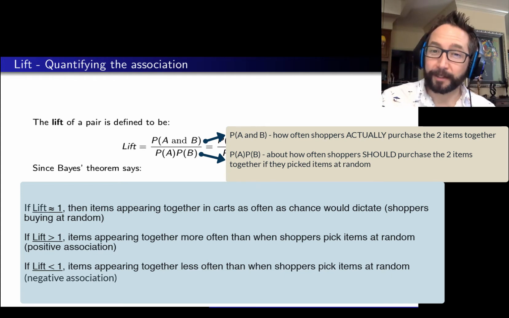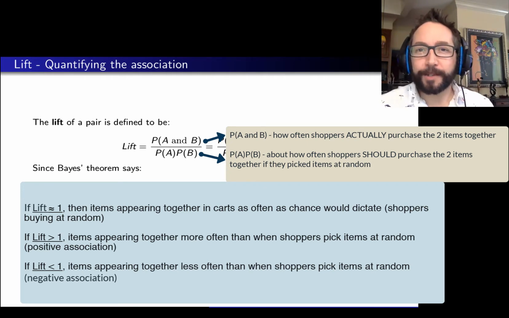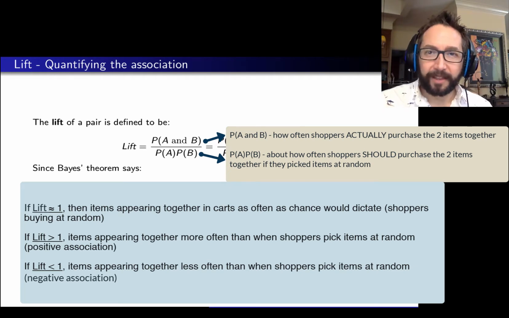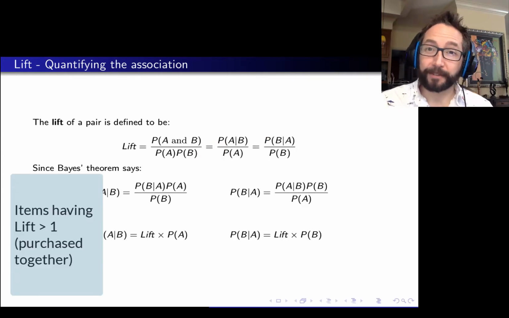If the lift is bigger than 1, well then they're appearing in the cart together more frequently than what chance would lead us to suspect. If the lift is less than 1, well the items are appearing less frequently than what chance alone would lead us to suspect here. So what types of items might have a lift bigger than 1?